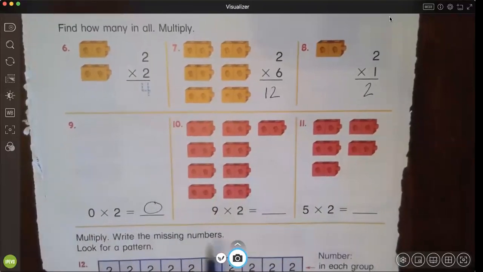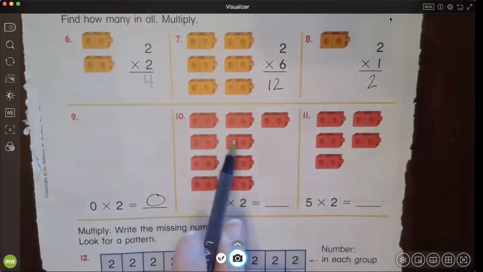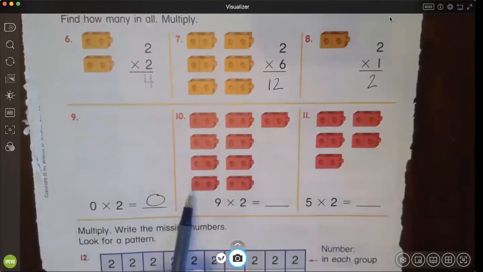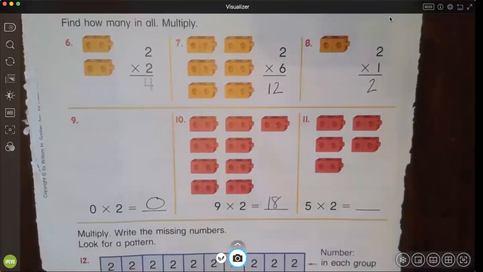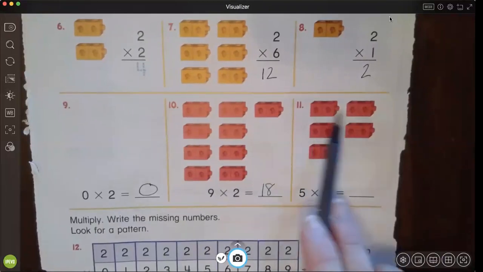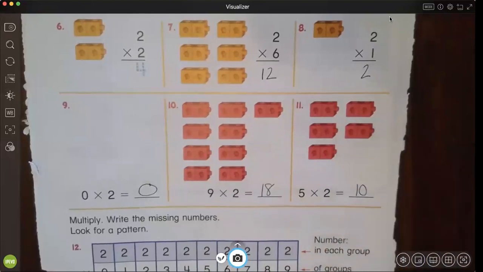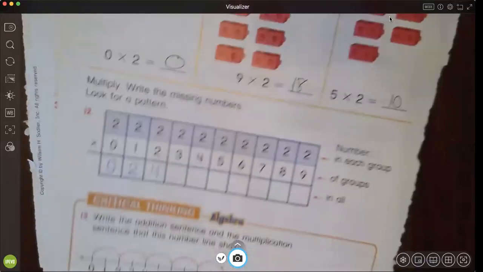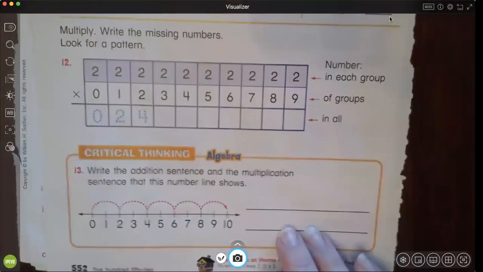Okay, now we have 9 times 2, or you could do 9 plus 9. We have 2, 4, 6, 8, 10, 12, 14, 16, 18. 9 times 2, 18. And then 5 times 2. 2, 4, 6, 8, 10. 5 times 2 is 10. Okay. All right, so this is like a little fun little graph here. Oops, sorry.